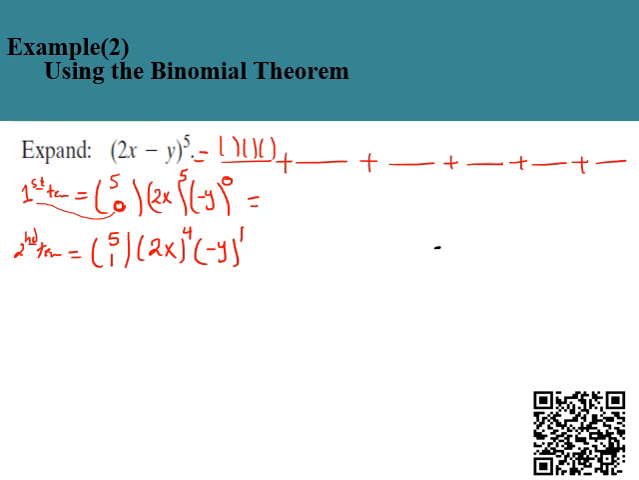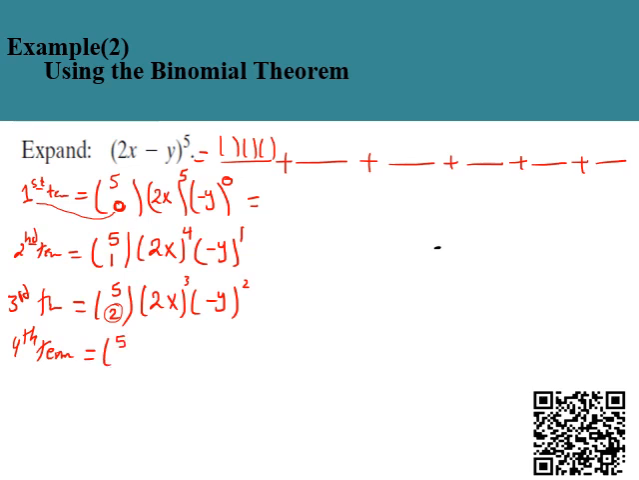Then the third term will be 5 and 2 as a binomial coefficient, and 2x to the power of the difference between 5 and 2, which is equal to 3, and negative y to the power of 2. Fourth term is 5 and 3, 2x to the power of 2, negative y to the power of 3.